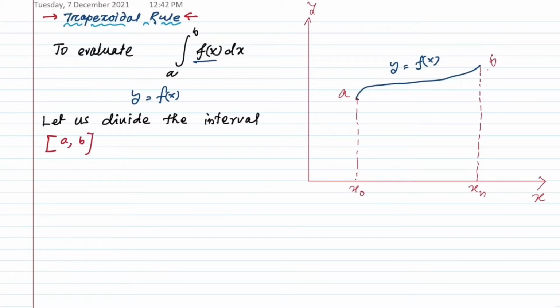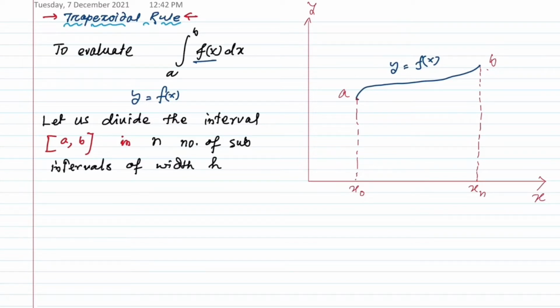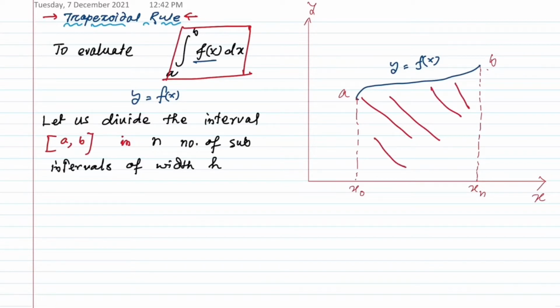Now let us divide the interval a to b in n number of sub intervals of width h. So now the value of this integral is nothing but the area below the curve. Okay, so in order to find that, let us divide this interval from x naught to xn in n sub intervals of width h.